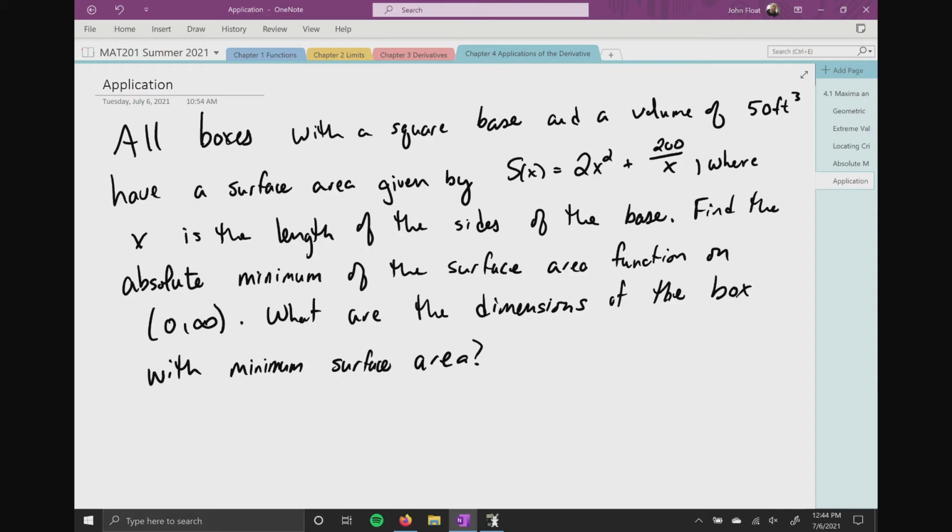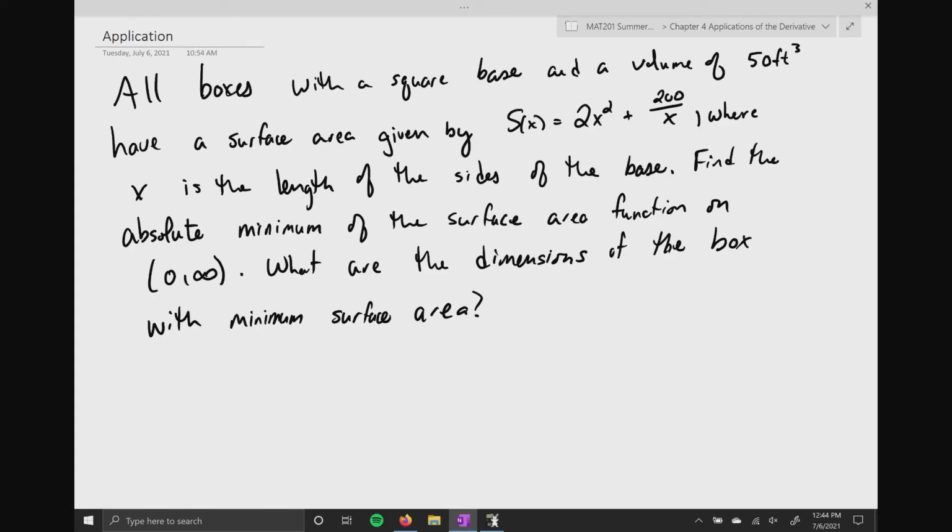So they want to figure out first, let's find the absolute min of the surface area function, and then what are the dimensions of this box? So for this problem, and this is just from now on, anytime you hear the words minimum or maximum, you should be thinking derivative. So we're going to take the derivative. So let me go ahead and just write out the function again.